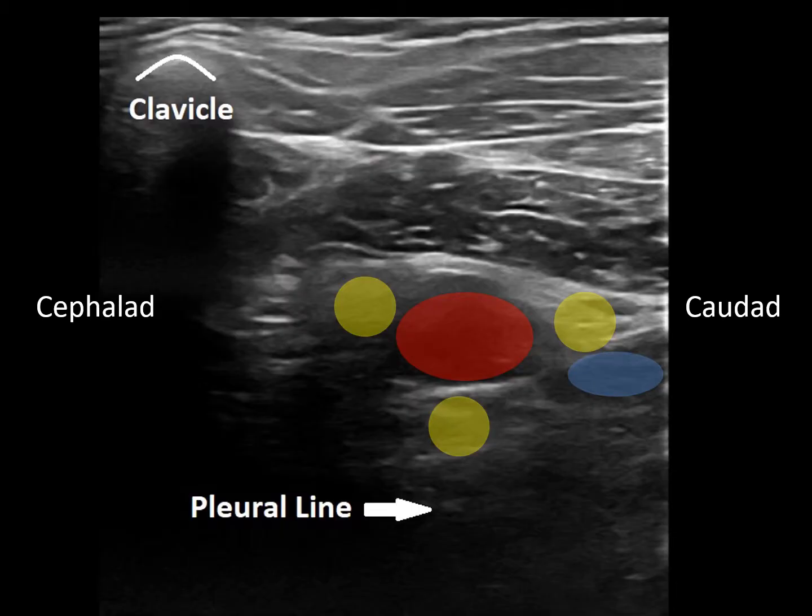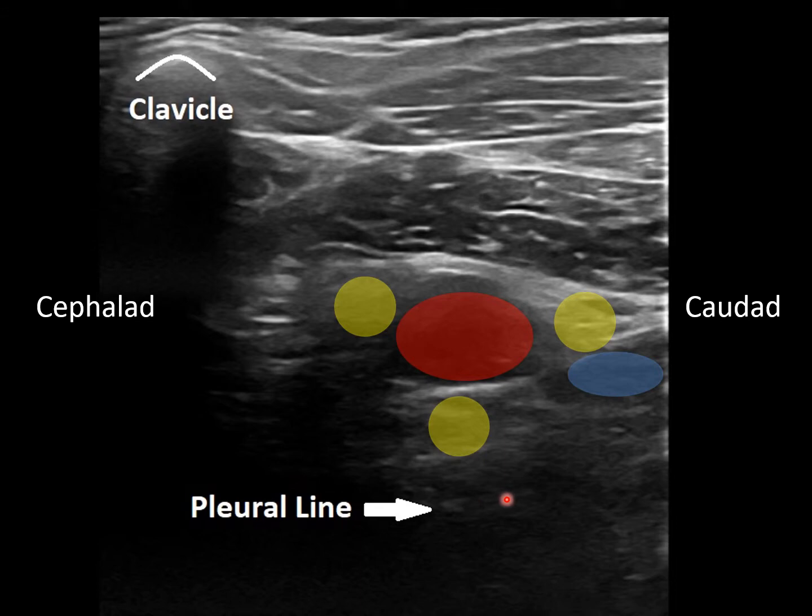In this still image, we can see all the landmarks needed to perform the RAPTIR block. Towards the head, we can see the bright border and shadowing of the clavicle. The axillary artery should be seen as a circular structure. It's outlined in red here. The medial, lateral, and posterior cords of the brachial plexus in this area are outlined in yellow here. The axillary vein should be caudal to these structures.